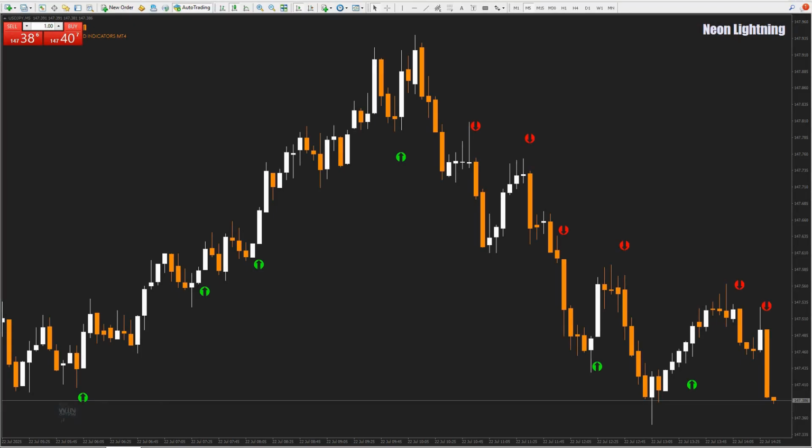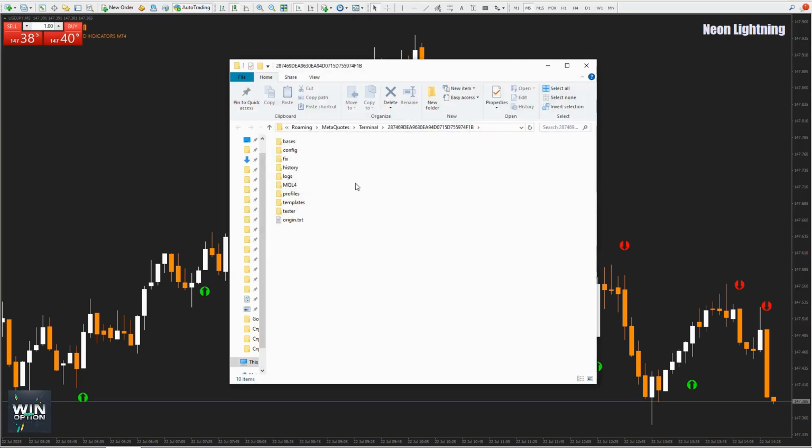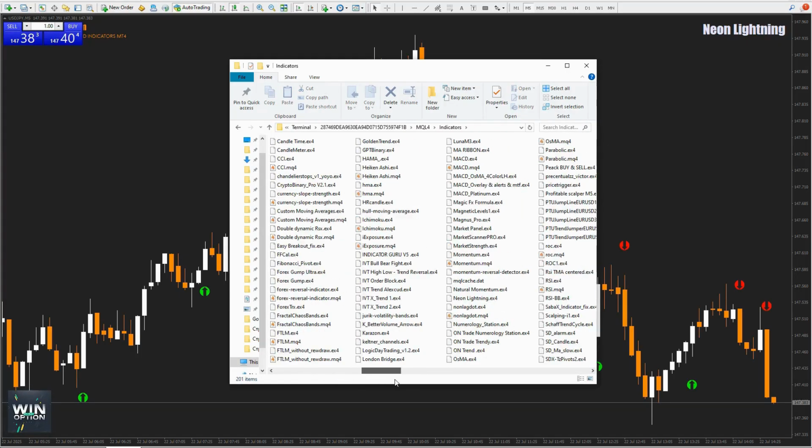Let's install the Neon Lightning strategy in the MetaTrader 4 terminal. The indicator itself, like our template with all the settings, is installed in a standard way. Nothing complicated. You will find a link to the archive with the indicator and detailed instructions for installing it in the description under this video. Now let's look at the operating principle and key settings of this strategy.